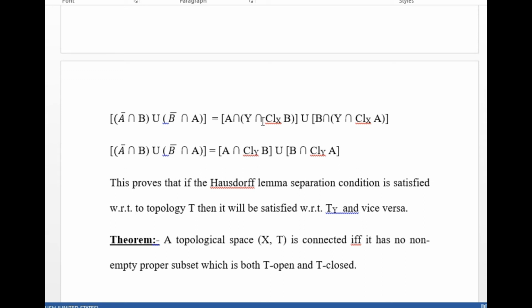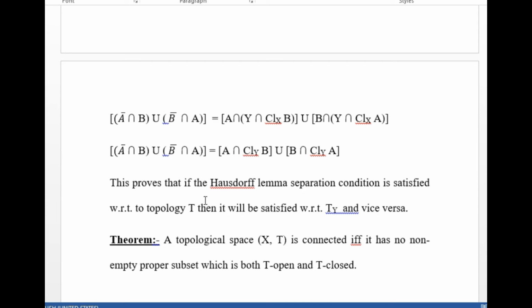Now by associativity we combine Y with closure of B in X and closure of A in X. So we write Y intersection closure of B in X to be closure of B in Y, and Y intersection closure of A in X is written as closure of A in Y. So this proves that if the Hausdorff separation condition is satisfied with respect to the topology T, then it will also be satisfied with respect to T_Y and vice versa.